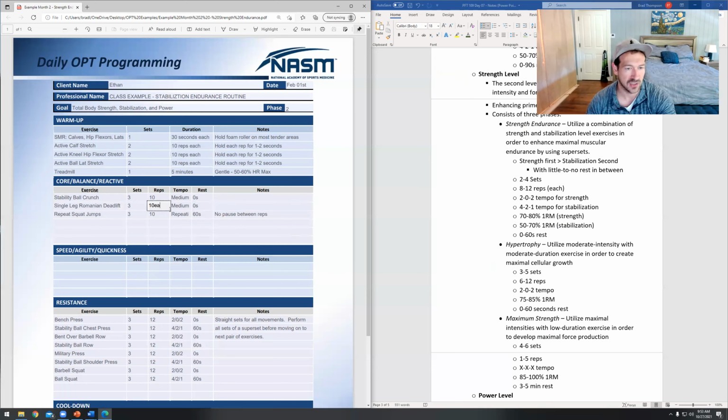I should put each here. And then repeat squat jumps, right? Last time they were doing the box jump to stabilization. This time they're doing a squat jump and they're just repeating. I could do a box jump up and down if I want to, but I like repeat squat jumps. So repeating tempo, nice and repetitive and kind of boring, no pause between reps.